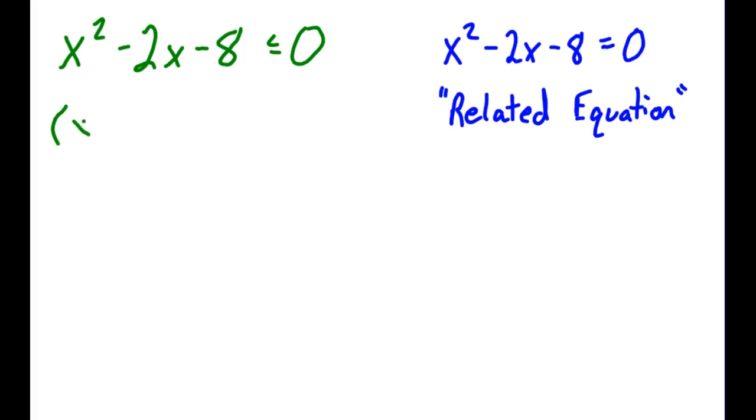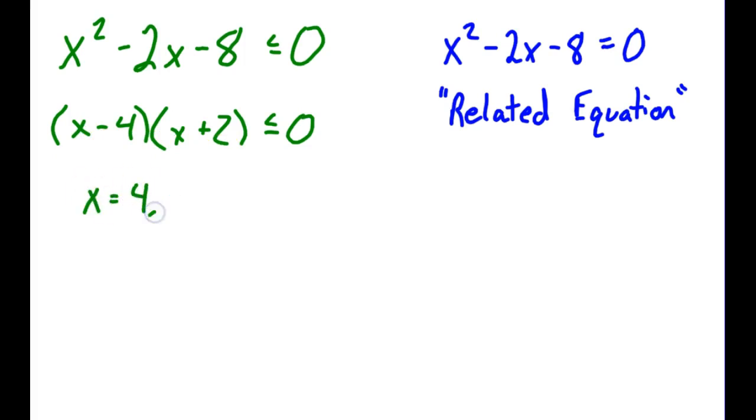We'll factor into x minus 4 times x plus 2, and then we get that is less than or equal to 0. Using the zero product property, we set each of these factors equal to 0. So you would get x equals 4 and negative 2.